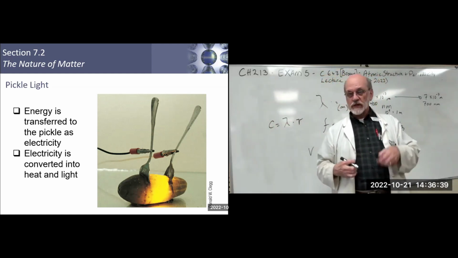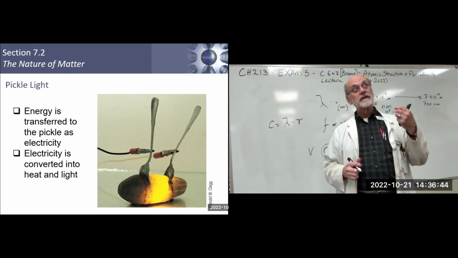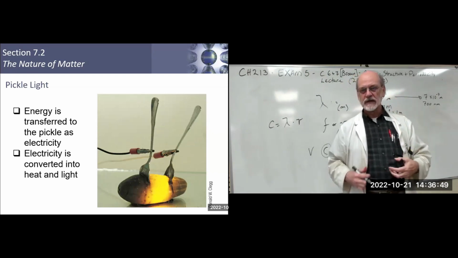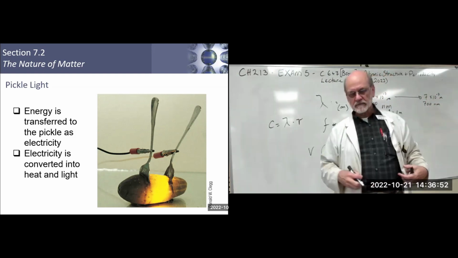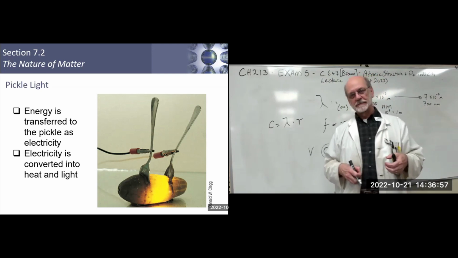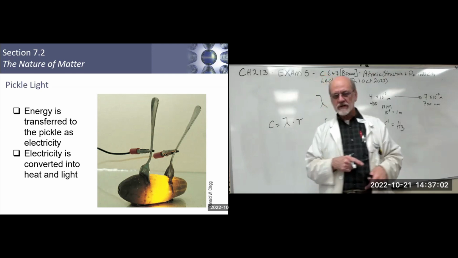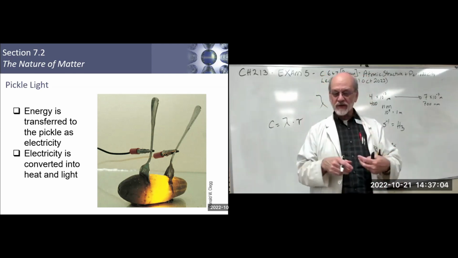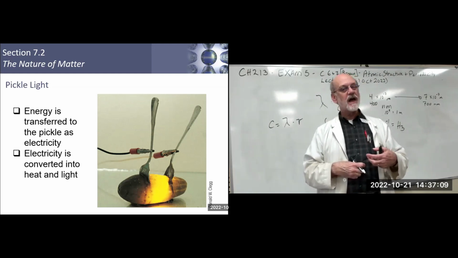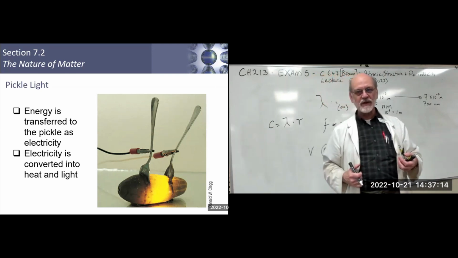Light bulbs. We used to have light bulbs that converted electricity in the socket into light simply by heating up a filament, right? Just like Edison invented the incandescent light bulb. That's kind of what we're doing with this pickle. We're running a high voltage, high amperage charge through that pickle, and some of the energy is being converted into light, but a lot more of it is being converted into heat. So my guess is that pickle doesn't smell too good.